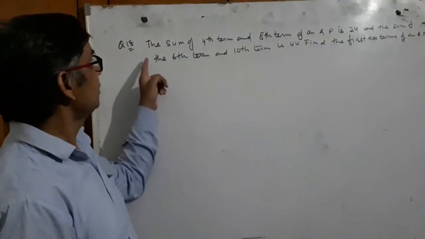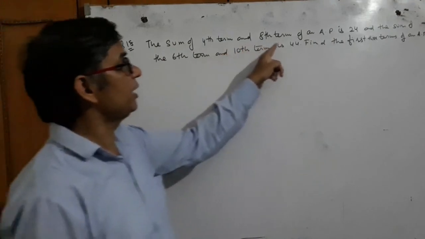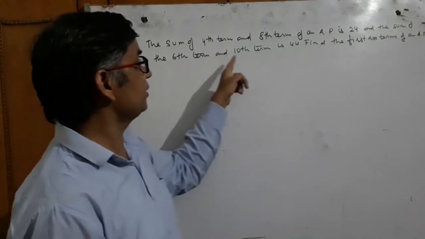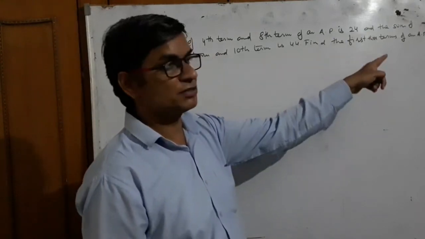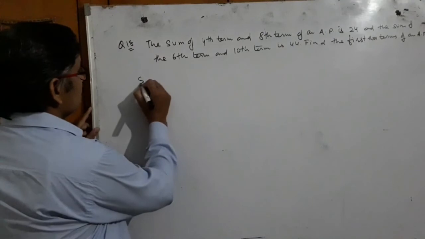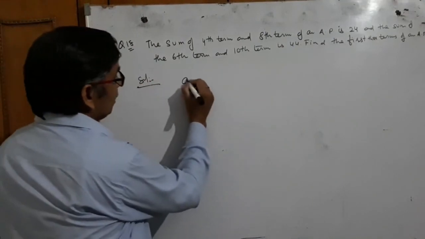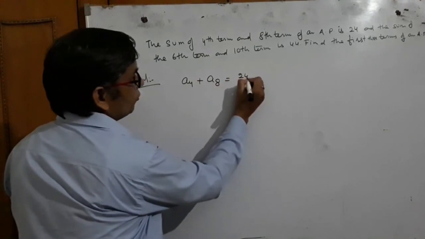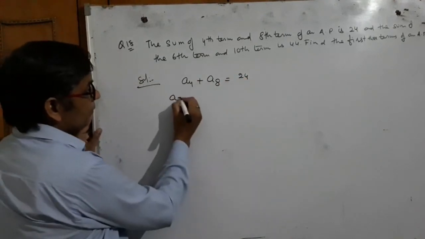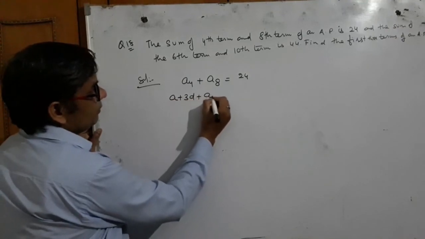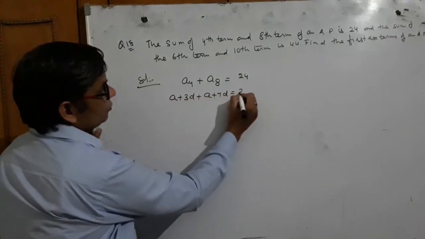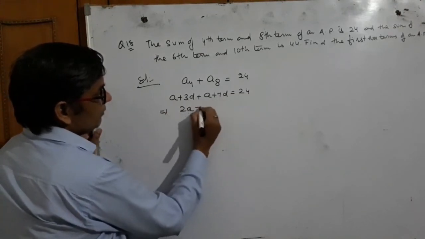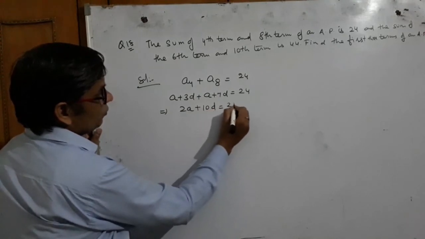Now question number 18. The sum of 4th term and 8th term of an AP is 24. And the sum of the 6th term and 10th term is 44. Find the first 3 terms of the AP. See solution. 4th term means a4, 8th term means a8 is 24. a4 means a plus 3d, a8 means a plus 7d equals to 24. So a plus a, 2a, 3d plus 7d, 10d equals to 24.